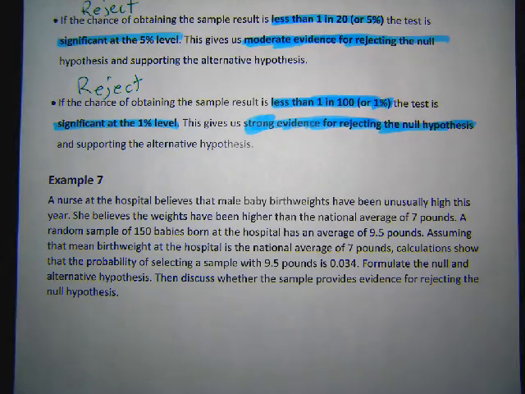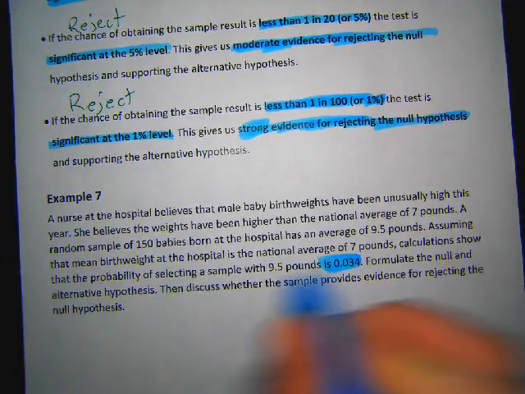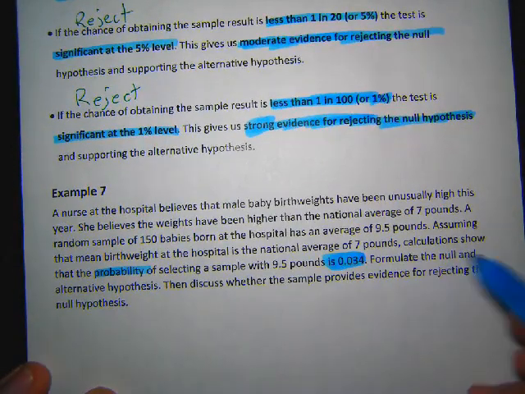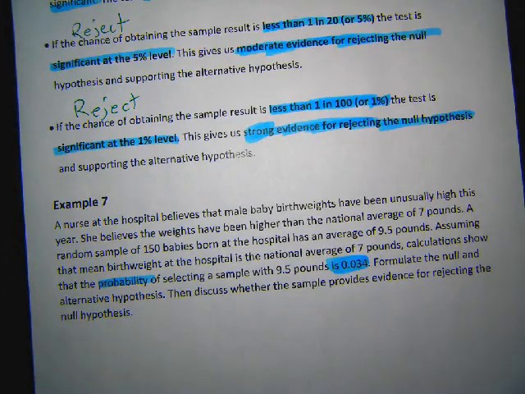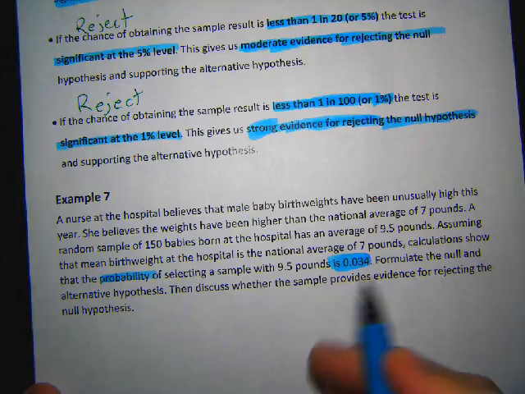So assuming that the mean birth weight of the hospital is not above the national average of 7 pounds, calculations show that the probability of selecting a sample with 9.5 pounds is 0.034. So this is your probability, and this is what you use. You look at the likelihood of getting that sample result, and that's how we test our null and alternative. So we're going to formulate our null and alternative, and then we're going to discuss what this sample result tells us. Okay, so first off, what are the sample result and its probability?